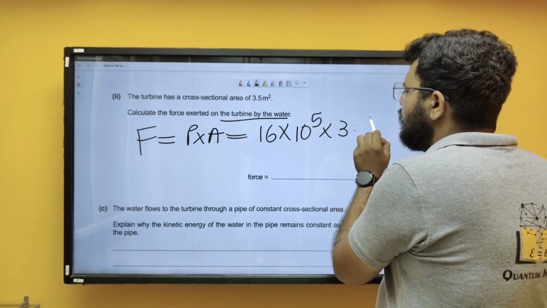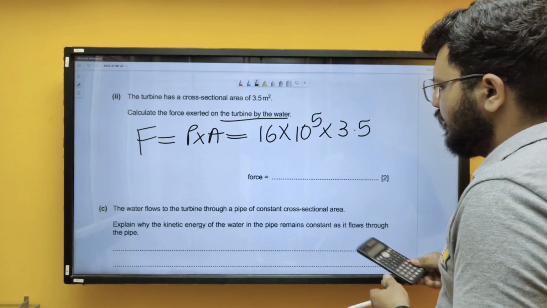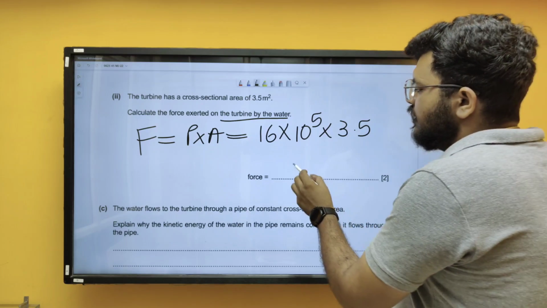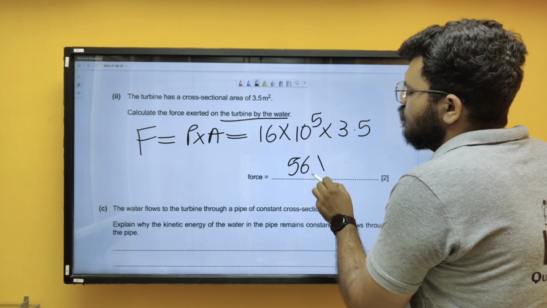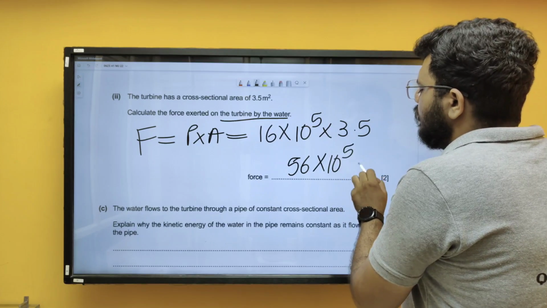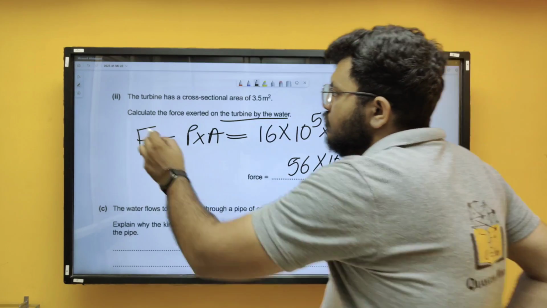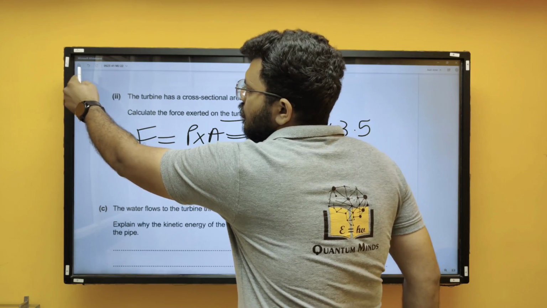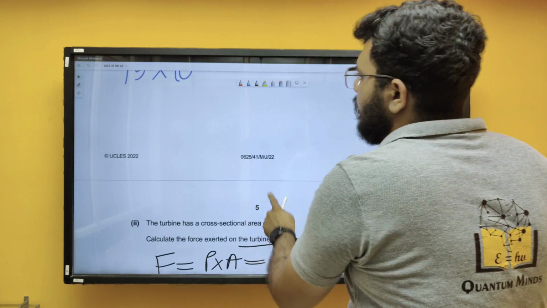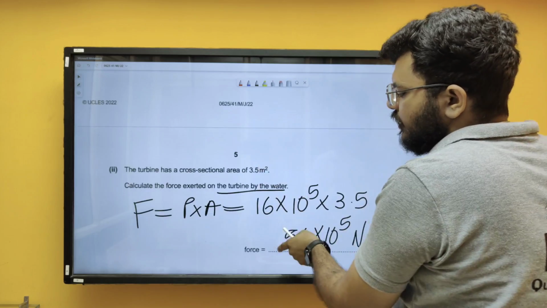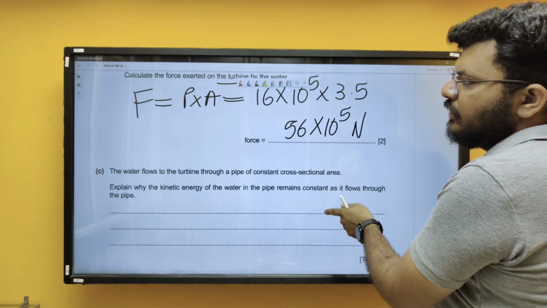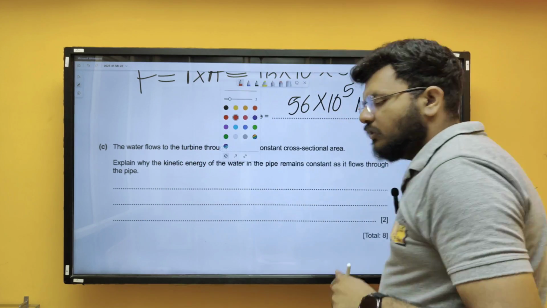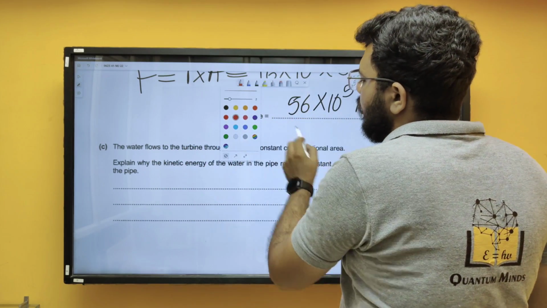Area is given as 3.5, right? So you have 16 into 3.5, which is 56 into 10 to the power 5 Newton, right? Let us also see, did I forget to write the units in the previous answer or not? Let's have a look. No, I have written Newton here as well, right? Do not forget to write down the units. That will cost you 1 mark.